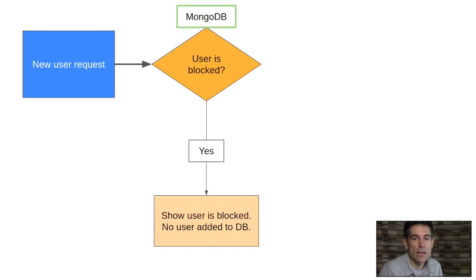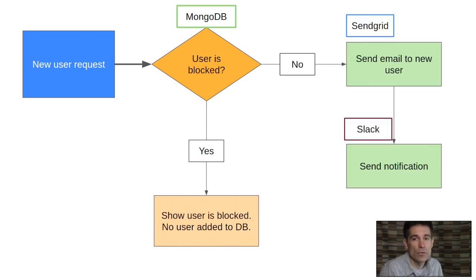So before creating that new user, we'll check Mongo if the user is blocked and simply return the user to the new user registration form. What if that new user is not listed as a blocked user? Then we can create the new account and send out notifications. It's common to send an email notification with the new user's email. We can use SendGrid to do that. And we can also use the Slack webhook URL to send a notification to maybe the site administrators.